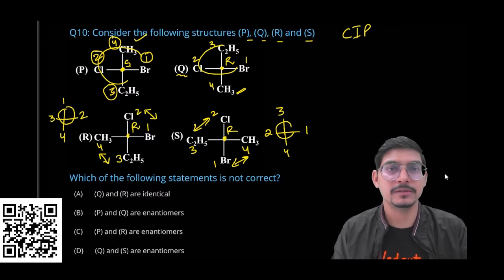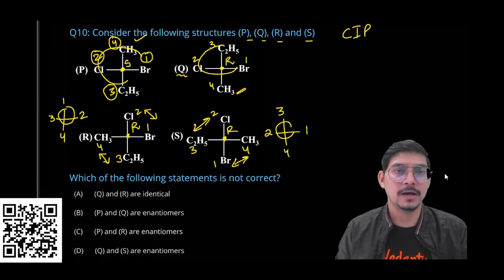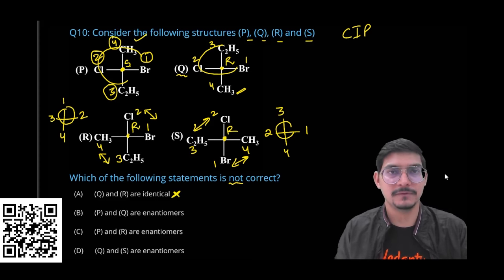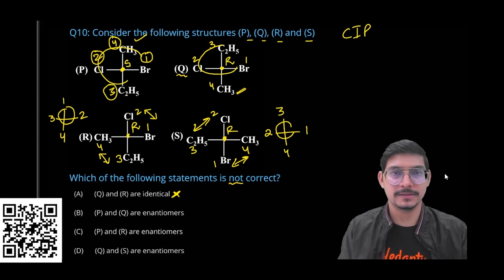Now let us check the validity of the 4 options. Q and R are identical. Q is R and R is also R. So yes, this is identical. This is a correct statement, but the question asks which of the statements is not correct, right? So this is a correct statement, but not the correct answer. P and Q are enantiomers. P has S configuration and Q has R configuration. So definitely they're enantiomers. If a molecule has one chiral carbon, R and S are enantiomers of each other. So P and Q, yes, they are enantiomers of each other. Correct statement, but not the correct answer.